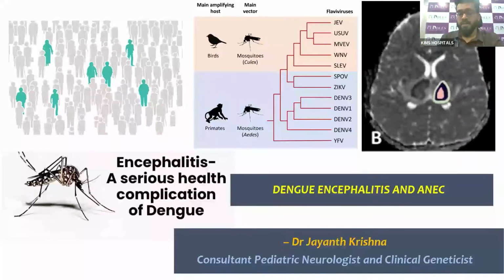So today, I think we'll be discussing the other aspects of dengue fever, that is, the more serious health problem: dengue encephalitis and ANEC. ANEC is basically acute necrotizing encephalopathy of childhood.